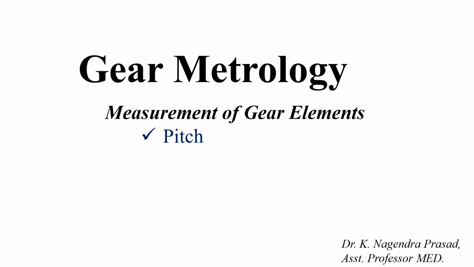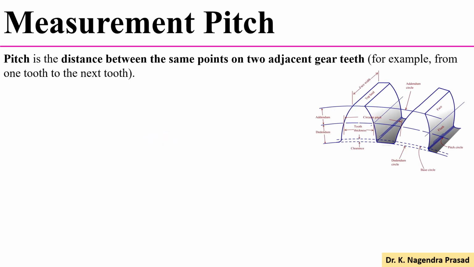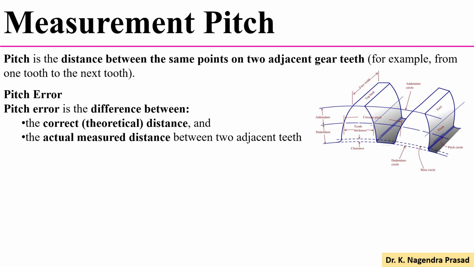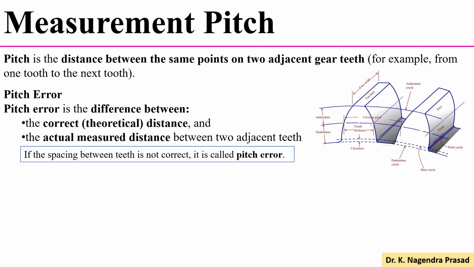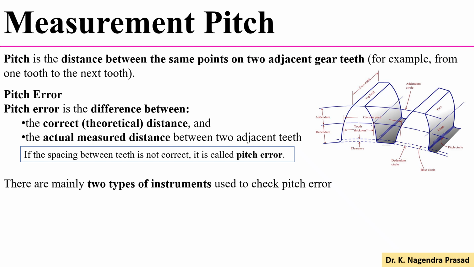In the present video, we will discuss the measurement of pitch error for a gear. Pitch is the distance between the same points on two adjacent gear teeth. Pitch error is the difference between the correct distance and the actual measured distance between the two adjacent teeth. In simple words, if the spacing between teeth is not correct, it is called the pitch error.